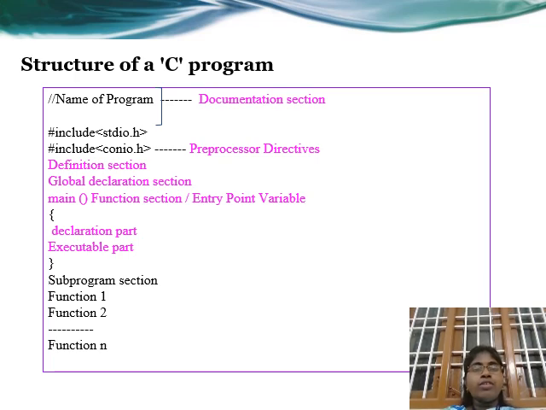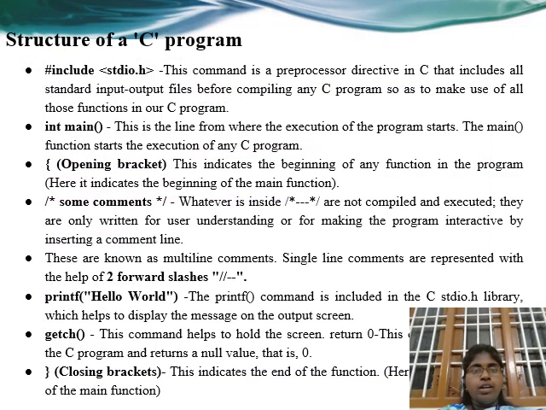Then the main function is over, and we go to the subprogram section. If you write function 1 up to function n for the subprograms, then last we go to the return statement of the program. If you declare it in the return statement, this is the brief explanation of the structure of a C program.